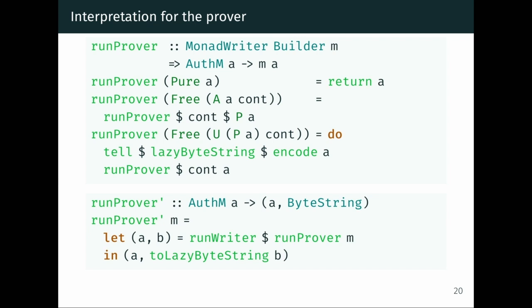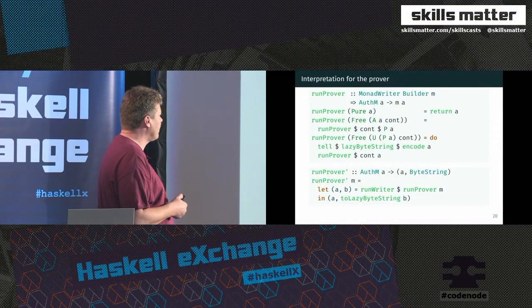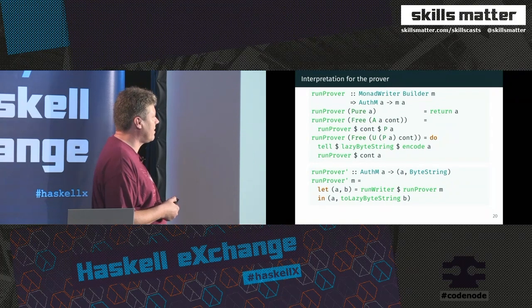It's just syntax. So now the interesting part starts, where I write interpretations of my monad for the prover and the verifier. So the prover first. Again, for simplicity's sake, I just assume that I have a monad writer builder. Builder is this type from the byte string library that allows you to efficiently build byte strings. So basically, I can write as a byte string. And it is an interpretation from this abstract auth m monad that I constructed into such a writer monad. So this is for the prover.